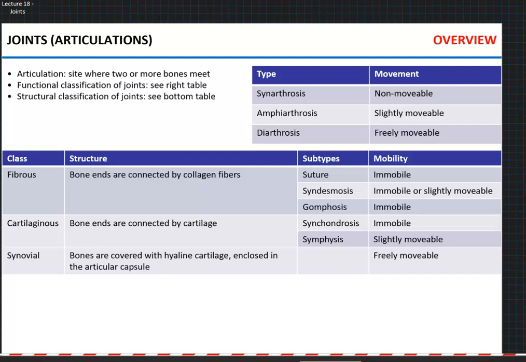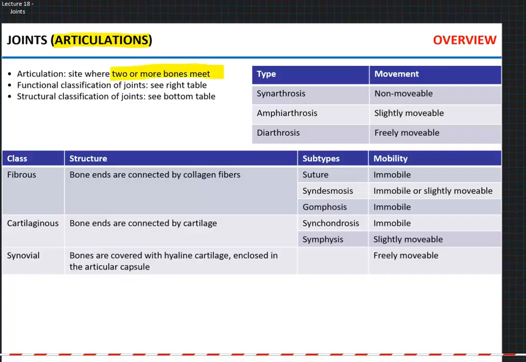Let's talk about joints, shall we? Joints, another term for them is articulation, is any place where two or more bones meet. That's it. That's the end of definition. They don't have to be movable. There are two classifications of joints based on the function and based on the structure.